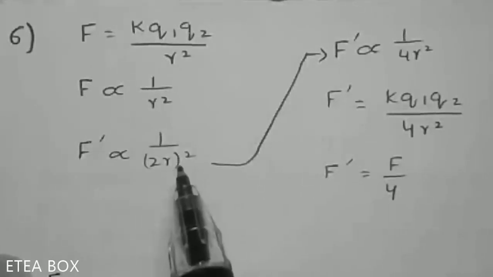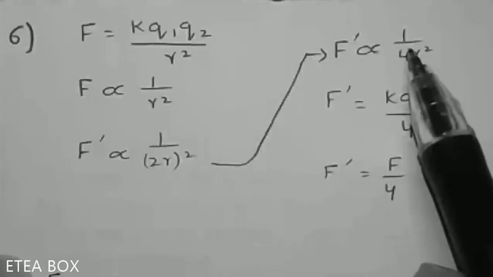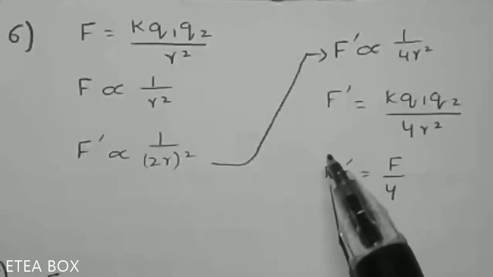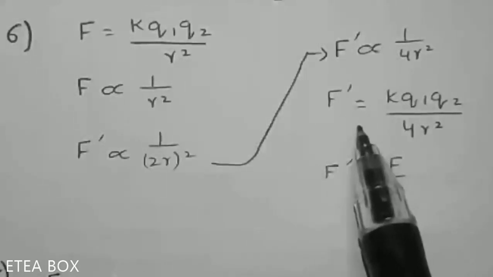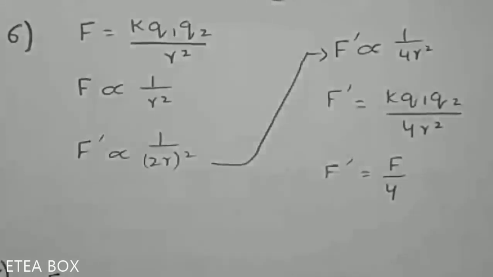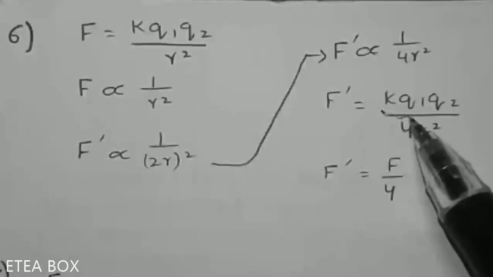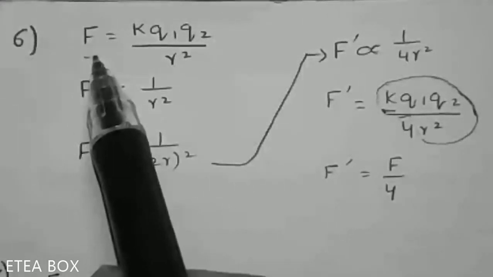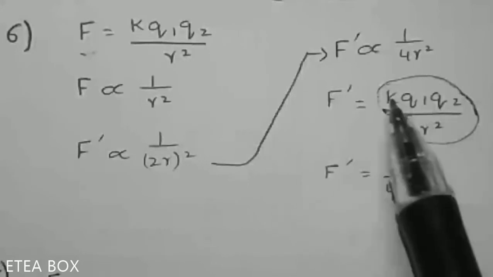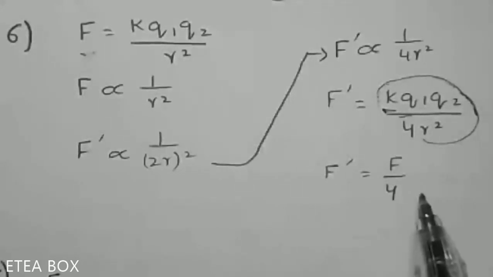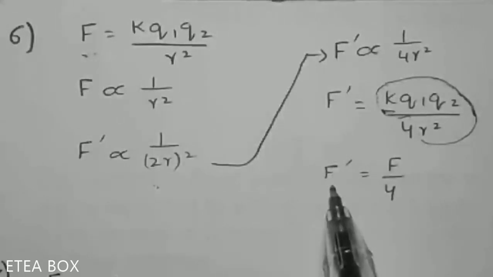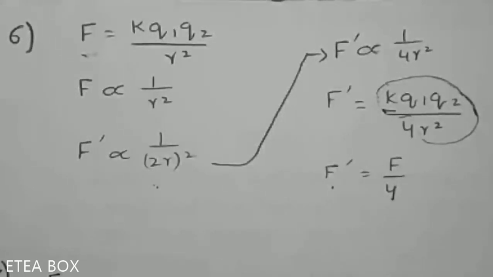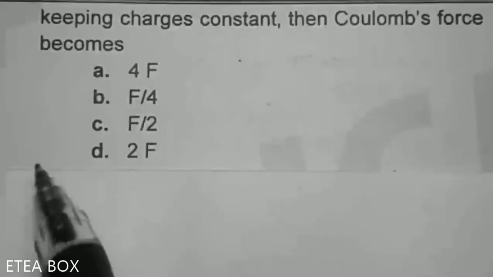Now the separation is 2R, so the new F will be inversely proportional to 4 times R square. If we put the constants back, the new F will be K Q1 Q2 divided by 4R square. Now we know that K Q1 Q2 divided by R square is equal to F, so put F here, and the new F will be F divided by 4, that is, 1/4 of the original force. When the separation becomes double, the new Coulomb force will be 1/4 of the original force. Now look at the options. Option B is correct.